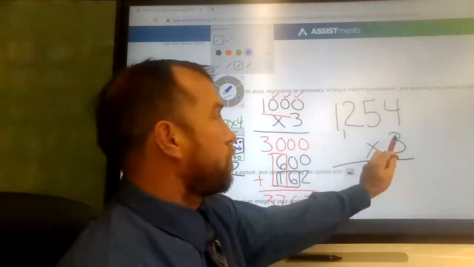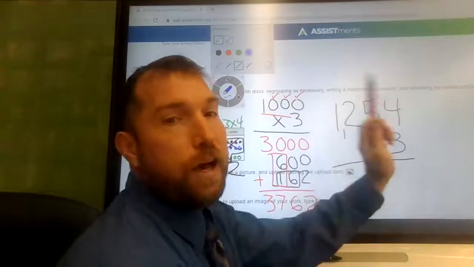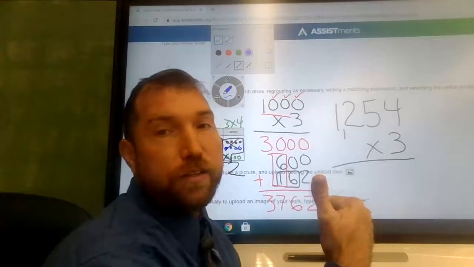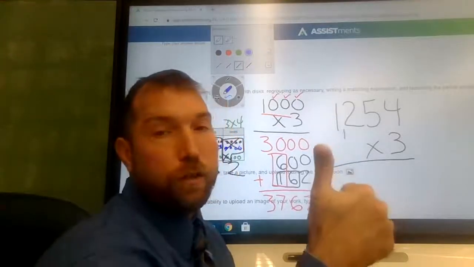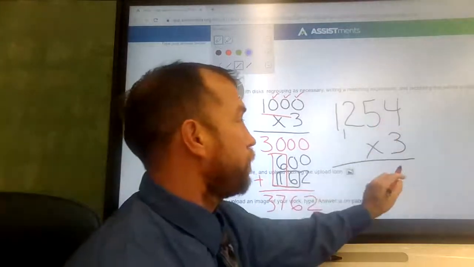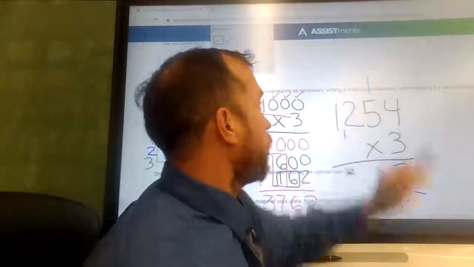You basically just start here and you multiply the 3 by each number going across, and then afterwards you add on anything if you carried it. So those are the steps of regular multiplication. Okay, so first 3 times 4, just like we did over here. 3 times 4 is 12. So again, the 2 goes down and the 1 carries.